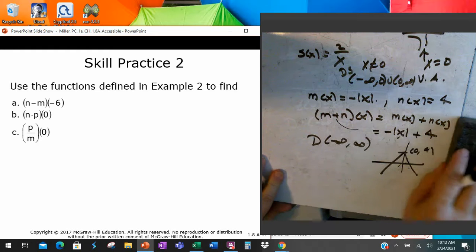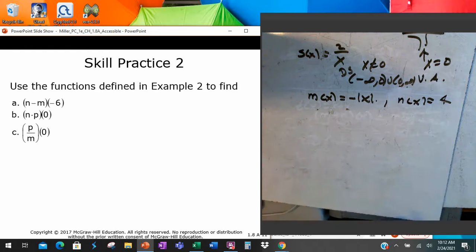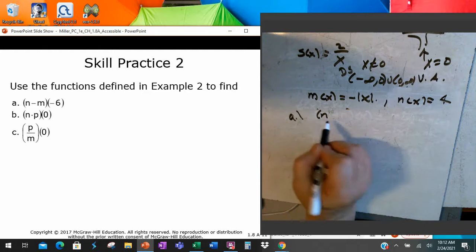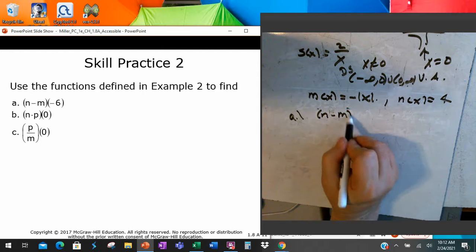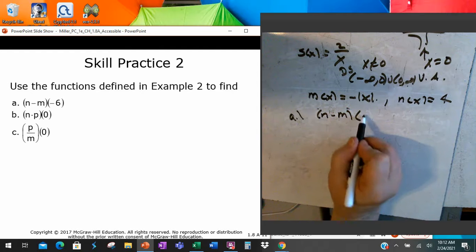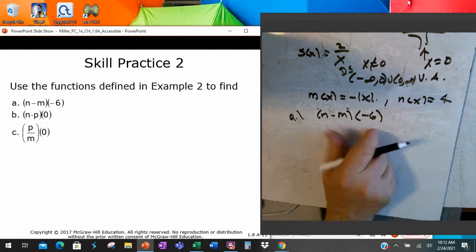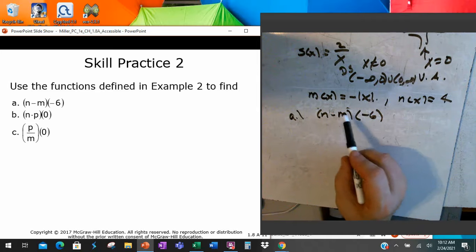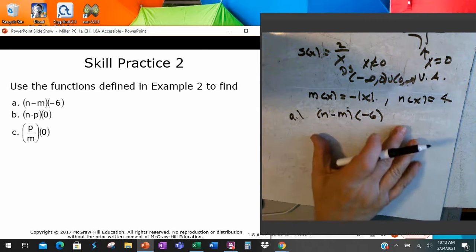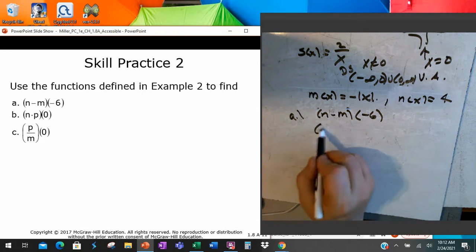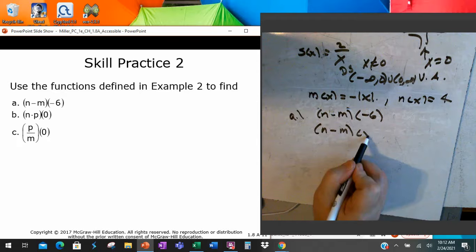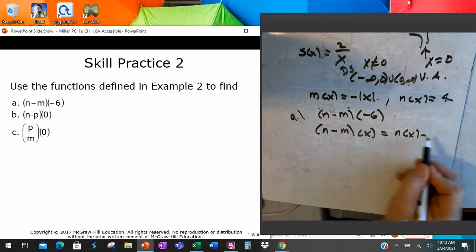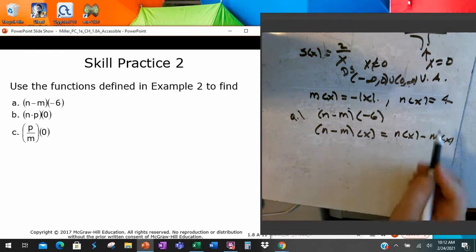So the very same, and it just says continue on, form n minus m, and then evaluate at negative 6. So this is like a 2-step. I can also say, well, this is evaluate n at negative 6 minus m. In fact, we'll do that after we do the fundamental. So this is n of x minus m of x.